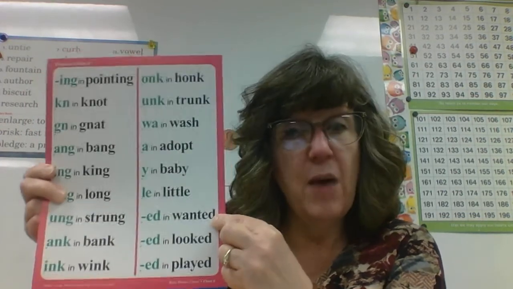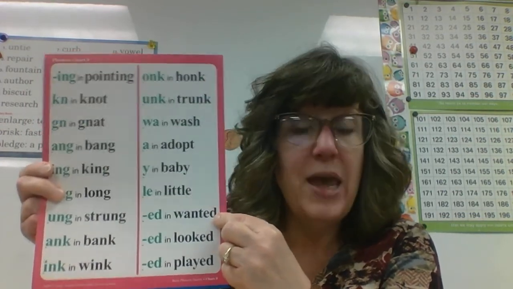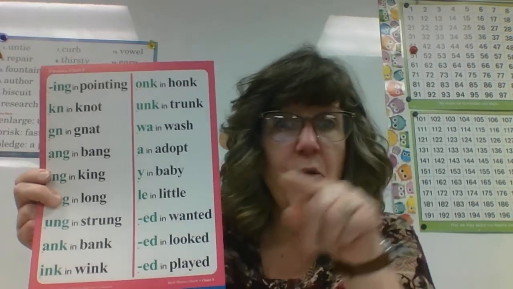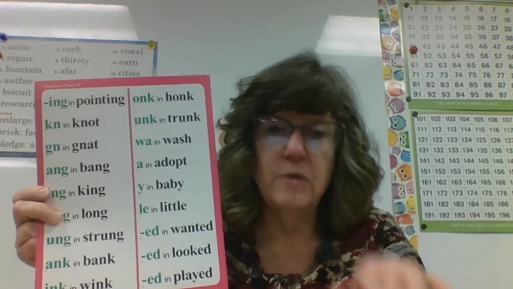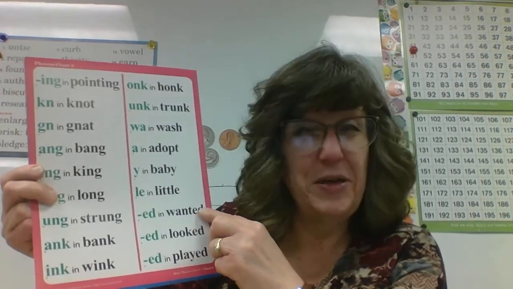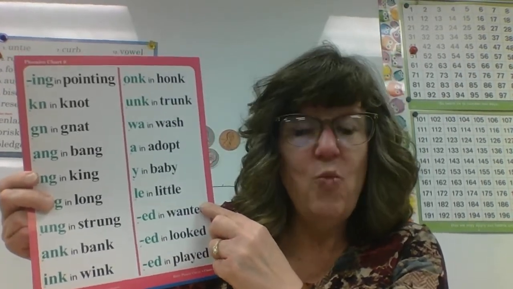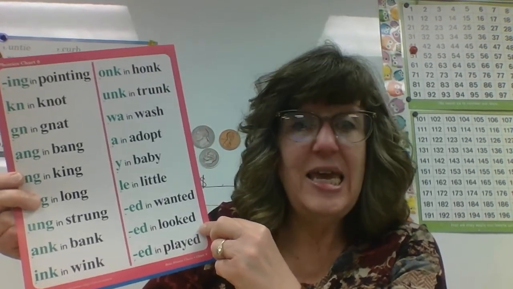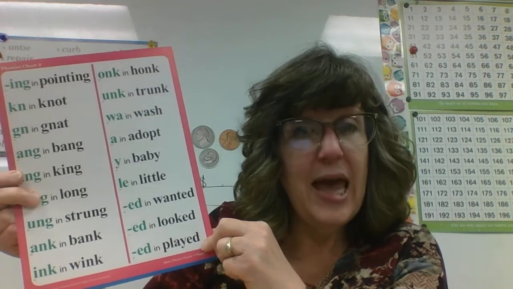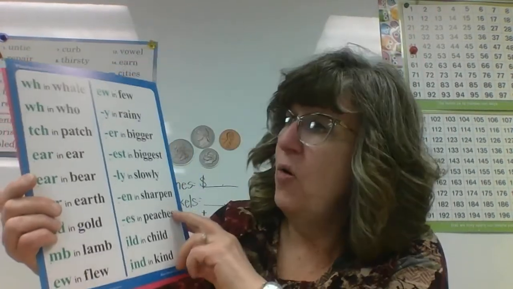Remember, suffixes come at the end of a root word, our main word. We call it a root word. Remember when we drew the plant and the roots are underneath? Those were the root words. So let's read our suffixes together. Ed in wanted, ed. T in looked, ed. D in played, ed. And on this chart, we have a few more.